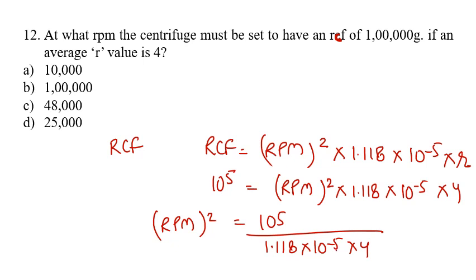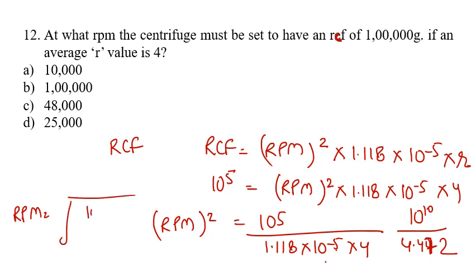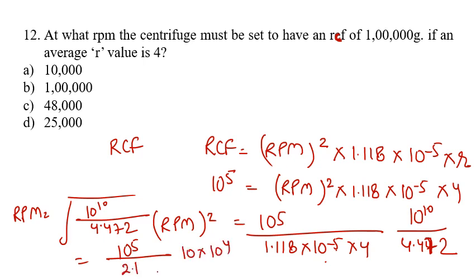So this 10 to the power 5 will go up, so it will become 10 to the power 10, and when we calculate this, it will come 4.472. Okay. So what will the RPM be? RPM is equal to square root of 10 to the power 10 upon 4.472. Okay. So this will be 10 to the power 5 and it is somewhere 2 point something. So when we calculate this, the value will come around 48,000. Okay. So the correct option would be C.